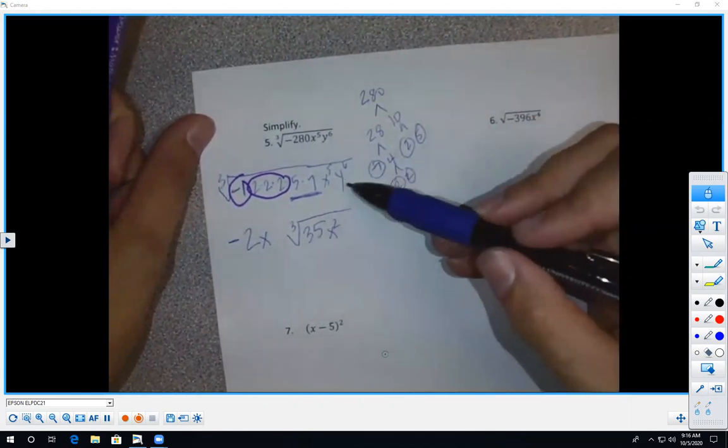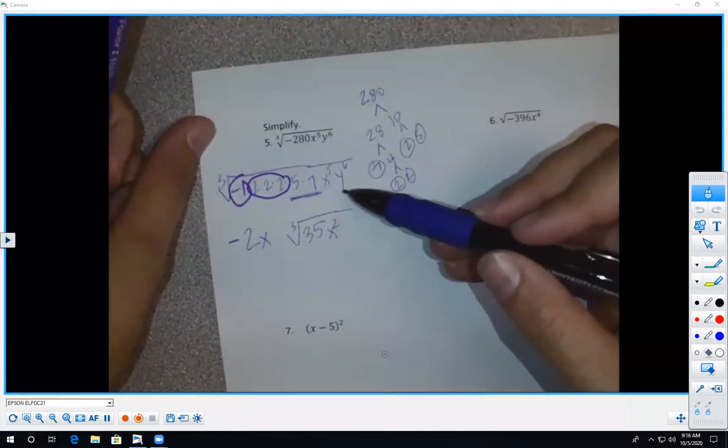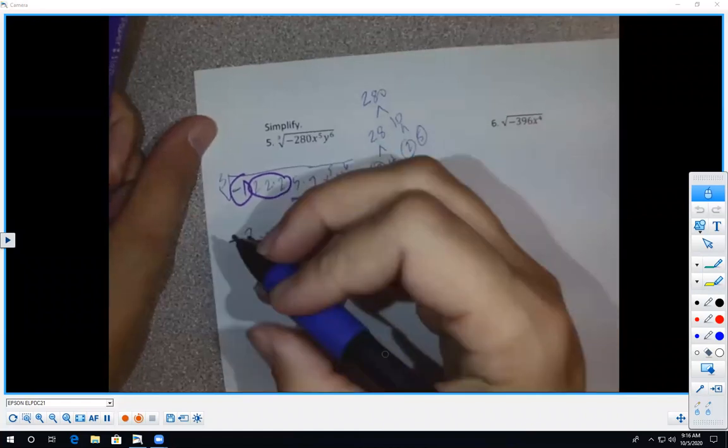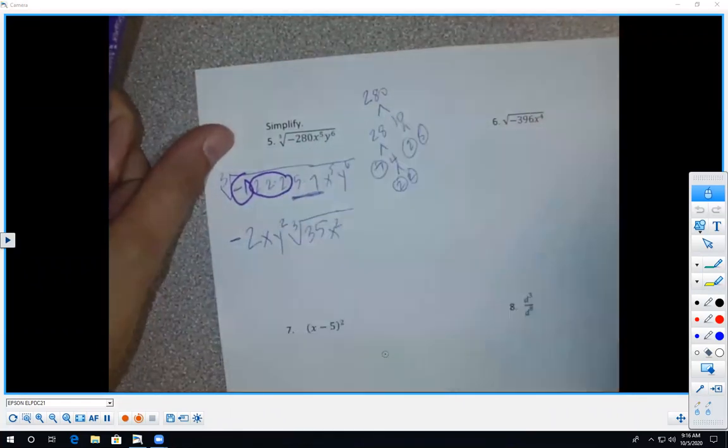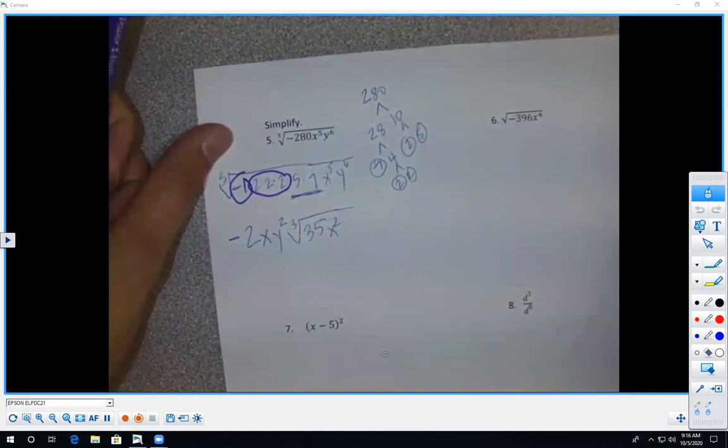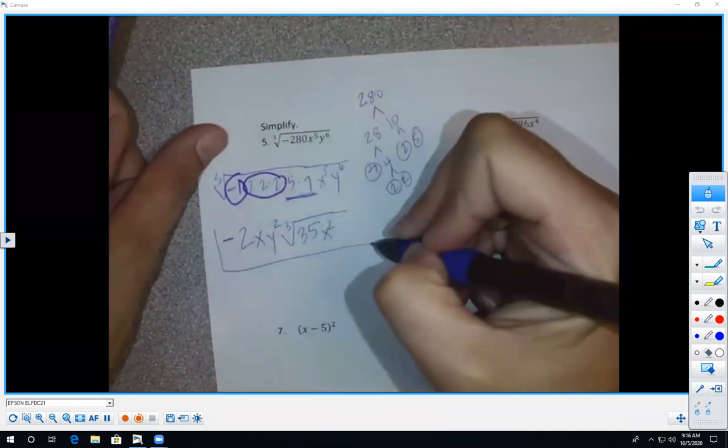And then y to the 6th, if I have 6 y's, how many groups of 3 can I take out? 2 groups of 3, so it's going to be y squared on the outside. Any y's left over? No. So that's my answer.